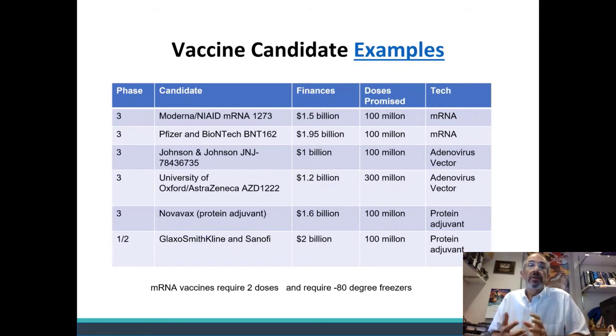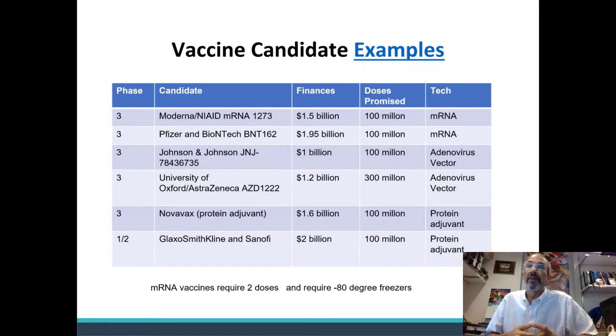Still in phase 1 and 2, they're doing both phase 1 and 2 together, is a GlaxoSmithKline vaccine together with Sanofi. And they've been achieving $2 billion of upfront funding from the U.S. government. A couple of things to say is that the mRNA vaccines, especially the Moderna vaccine, it's being tried out with 2 doses, and the trial vaccine requires storage in negative 80 degrees Celsius freezers. So very few places in the world have access to negative 80 degree freezers. This is a problem that has yet to be solved as Moderna works to find a way to keep their product thermostable. You're seeing a lot of money in the finances column.